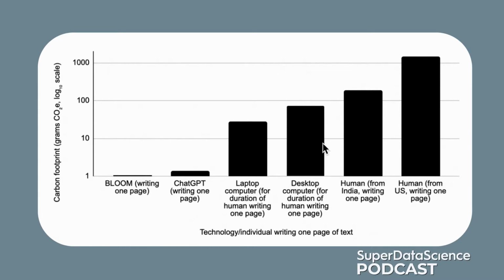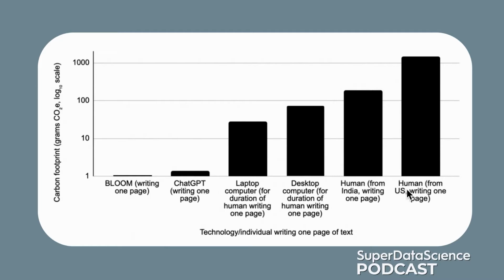And if you were to use a desktop instead of a laptop, it's even worse. With a desktop, on average, for that same amount of time, 4/5 of an hour, you would be spending 32 times as much, so about 72 grams of carbon dioxide relative to using GPT-3.